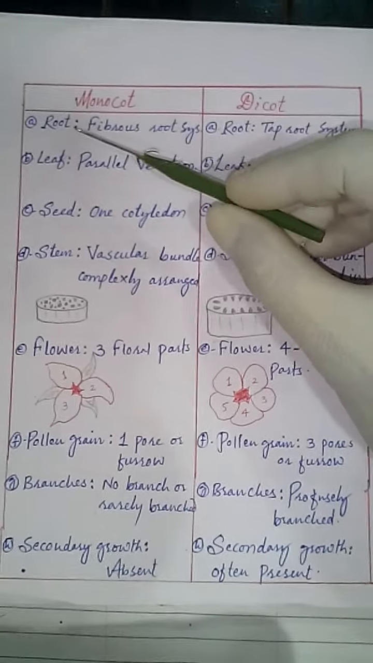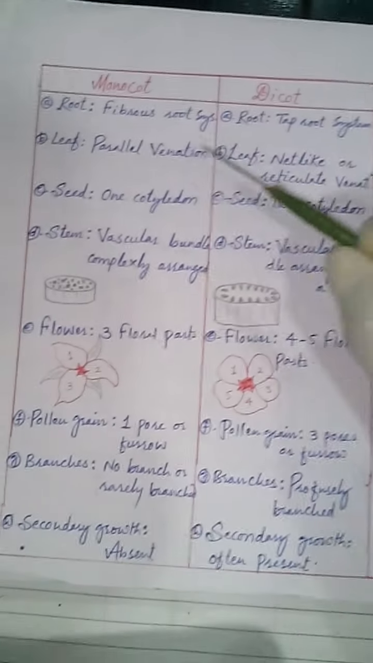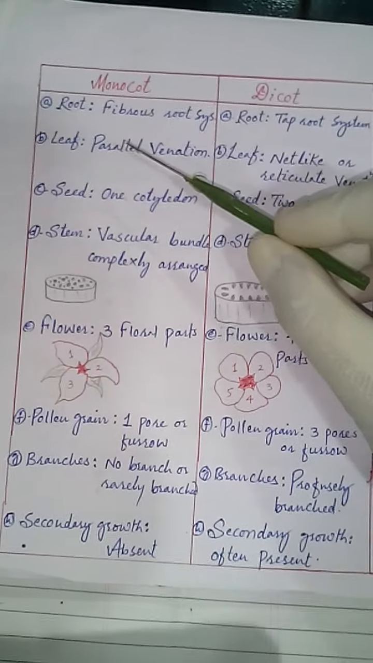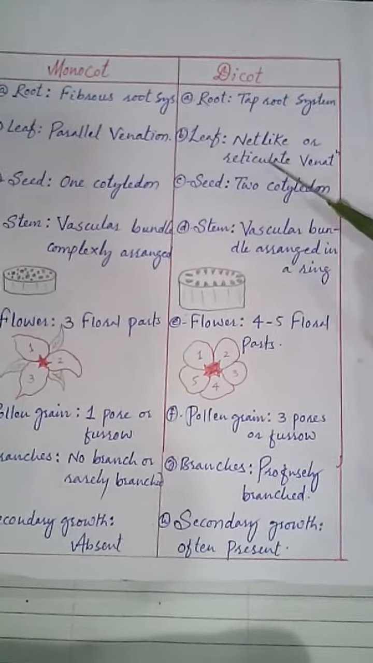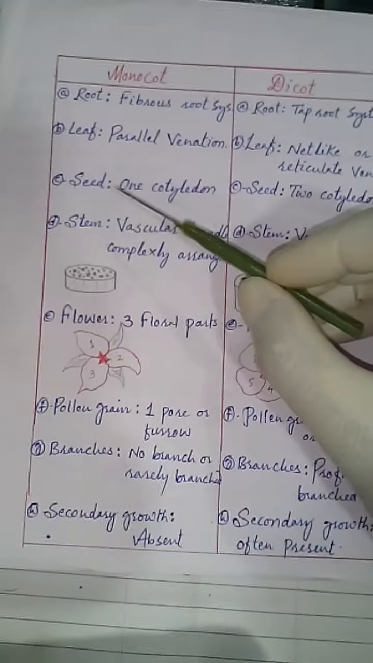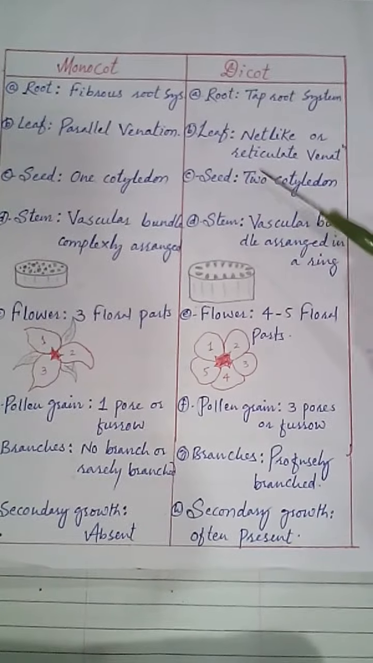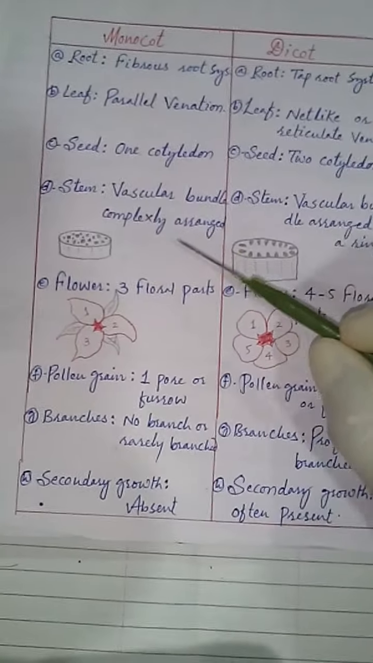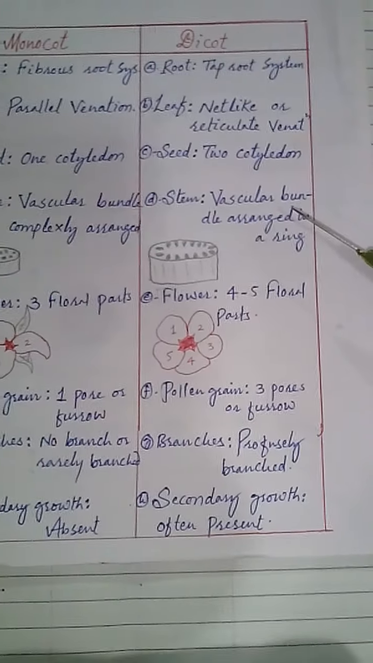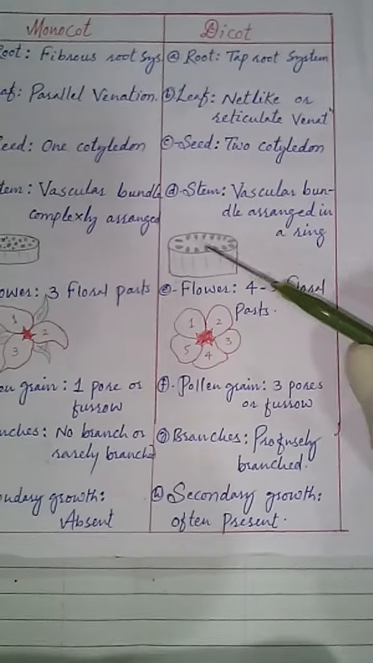Monocotyledonous plant roots are fibrous roots, dicotyledonous roots are tap roots. Leaf of the monocotyledonous plant shows parallel venation. Leaf of the dicotyledonous plant shows net-like or reticulate venation. Seed shows only one cotyledon in monocot, and the dicot seed shows 2 cotyledons. Stem shows the vascular bundle complexly arranged, not in a ring shape. The stem of dicotyledon shows the vascular bundle arrangement as a ring-like structure.